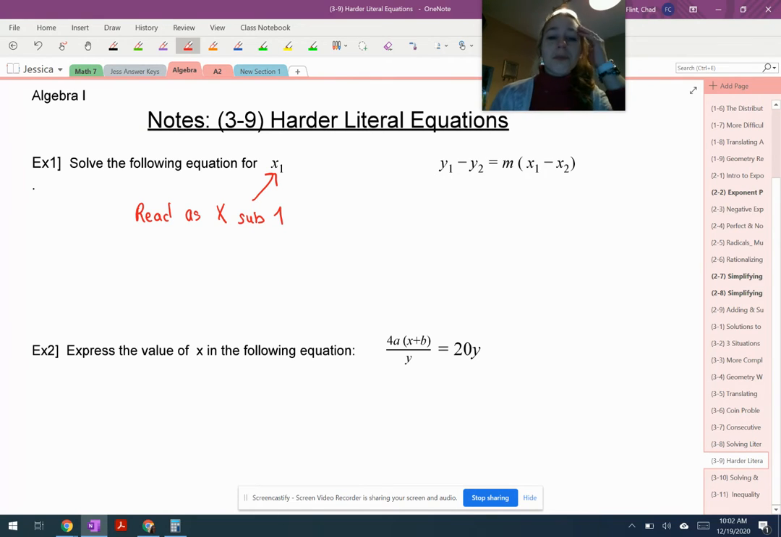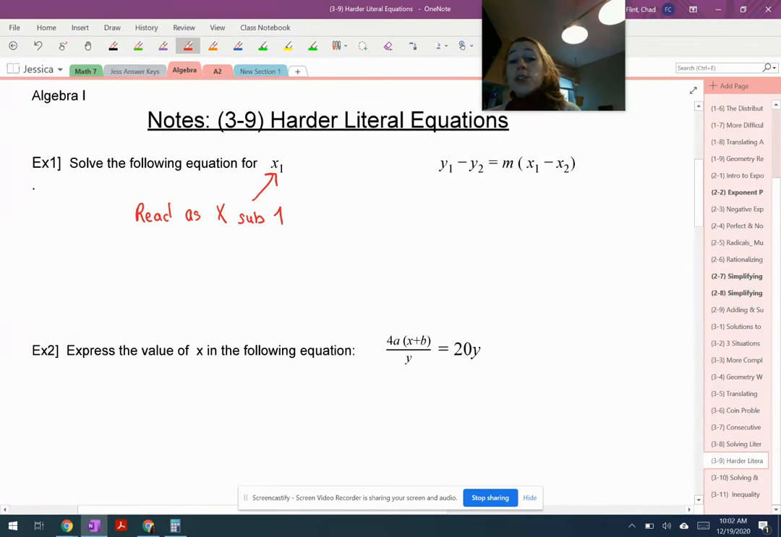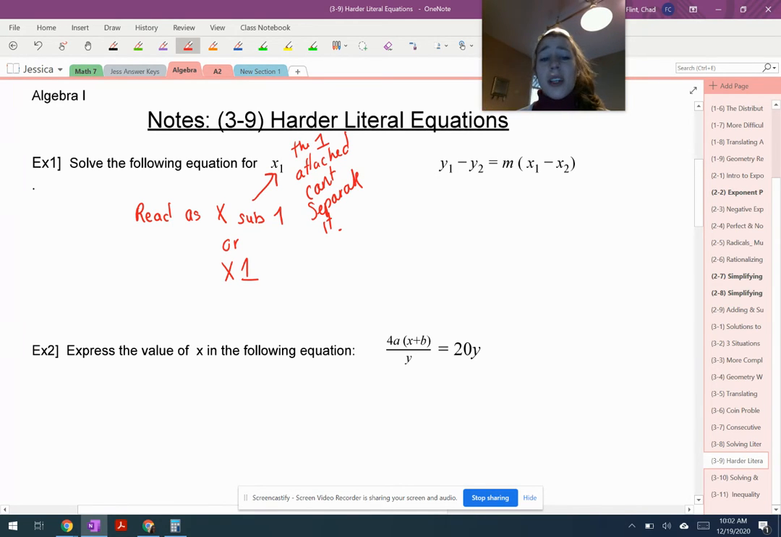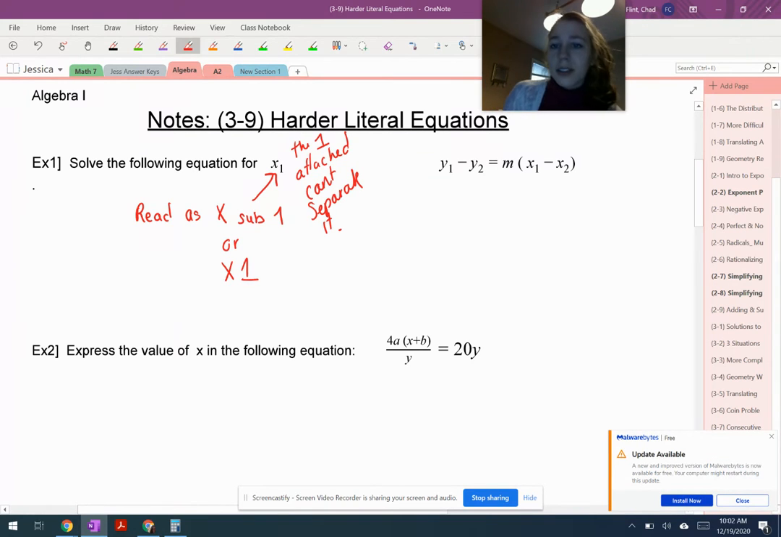So when we read this, we can read this as y1 minus y2 is equal to m times x1 minus x2. Those little ones and those little twos, they're attached to the x's and to the y's. So it's attached, and you can't separate it. The 1 is attached and you can't separate it. I'm going to have to maybe redo this. This is a little off.